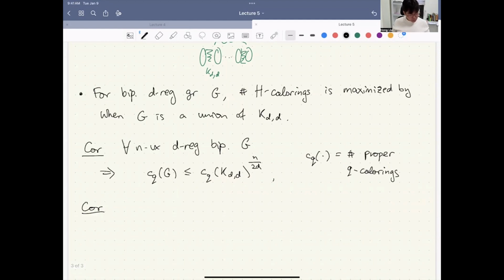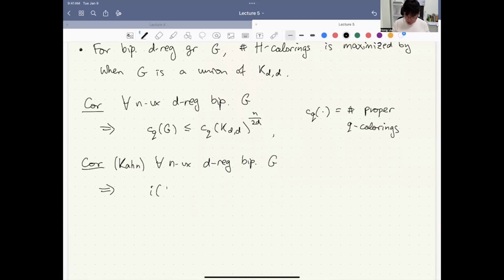And another corollary, when H is a single edge with a loop: this one was originally proved by Jeff Kahn. He counts the number of independent sets. So for any n-vertex d-regular bipartite graph G, the number of independent sets, called I of G, is at most I of KDD raised to the power n over 2D. Here, I is the number of independent sets.